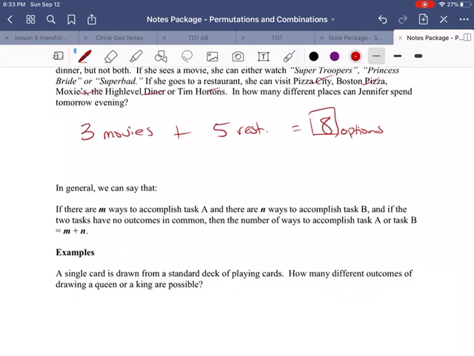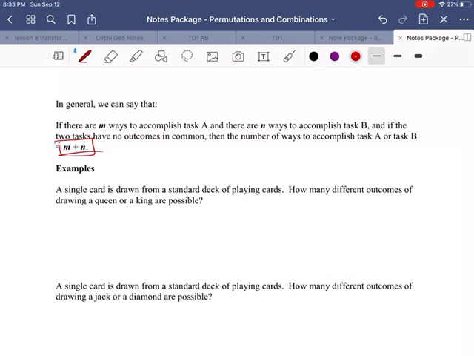In general, we can say that there's m ways to accomplish the first task and n ways to accomplish the second one. The number of ways to accomplish one or the other is m plus n. Kind of makes sense, right? You can either do one thing or the other. You can't do both at the same time.